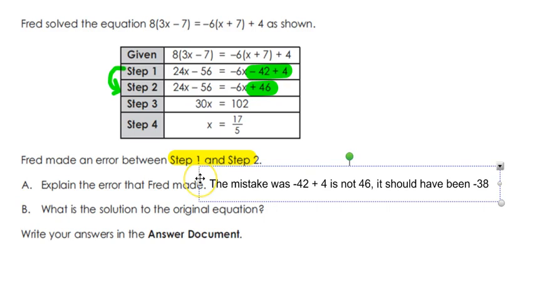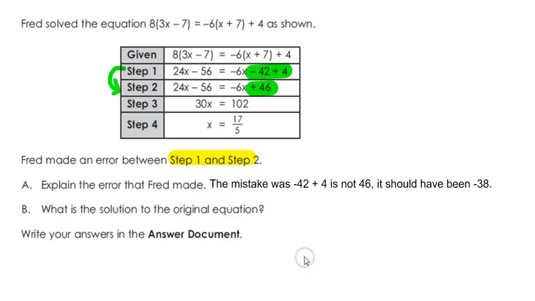Whatever it was, that is still a very good answer that will get you points just by identifying that was the error. He combined those two numbers wrong, and it was not 46, it was 38. Now, if you can also figure out how they got 46, that is ideal and best. How they got 46 was 42 plus 4 is 46. So they just didn't take into consideration 42 had that minus sign, making it negative. That's exactly what Fred made a mistake on.